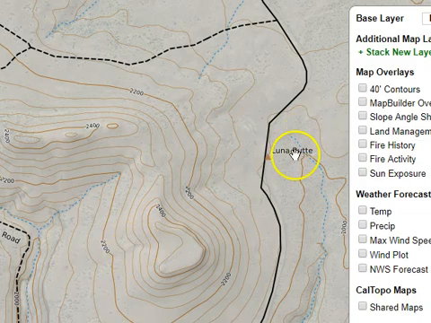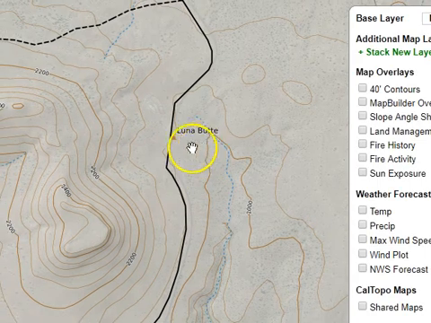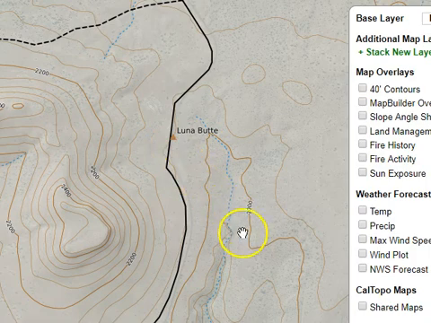That way, I would be able to identify the elevation of this triangle, which is Luna Butte. If this contour is 2,000 feet, the next contour is 40 feet higher, so the elevation of that little triangle would be 2,040 feet. And the elevation of this little stream would be somewhere between 2,000 and 2,040 feet.